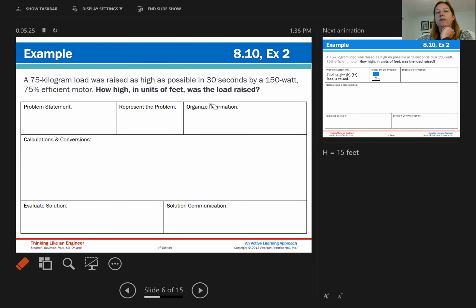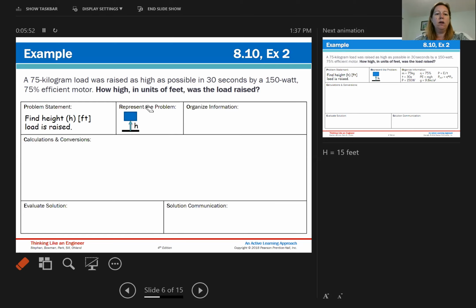So here in our example, we have a 75 kilogram load, and it is raised as high as possible in 30 seconds by a 150 watt, 75% efficient motor. How high, in units of feet, can this load be raised? In this case, we start with our problem statement, so using process, our problem statement is we want to find the height that we lift this object in feet.